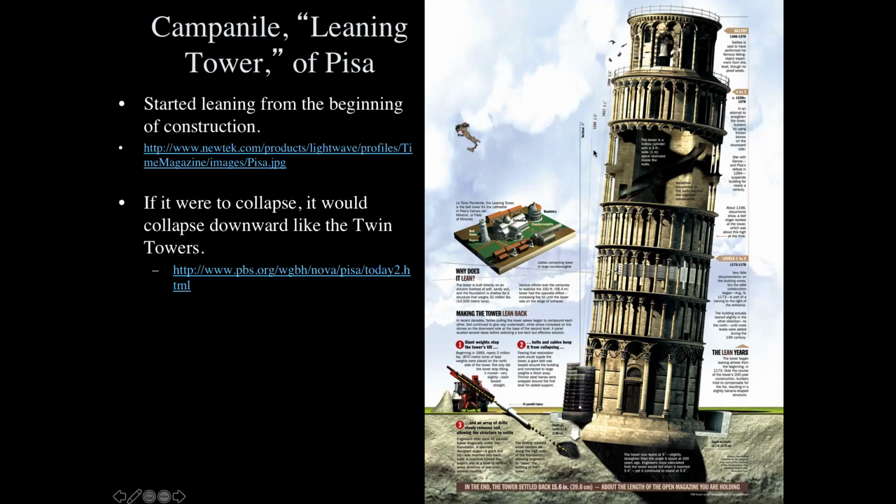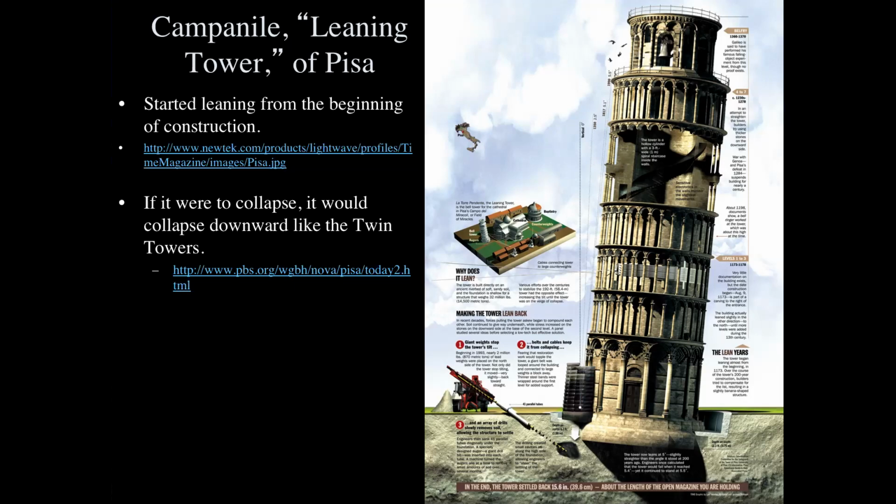And in the 20th century, they said, okay, when it goes past 5 degrees, 5.5 degrees, we're in trouble, and it's going to fall. And it kept leaning and it didn't fall. They had taken the bells out of it, tried to reduce all of the weight at the top. They did some other things to kind of shore it up. And somehow it was still standing.